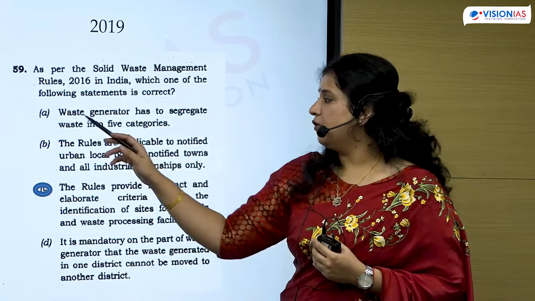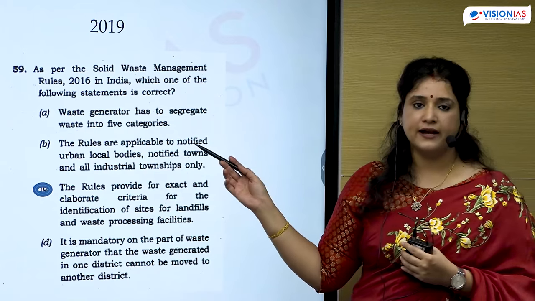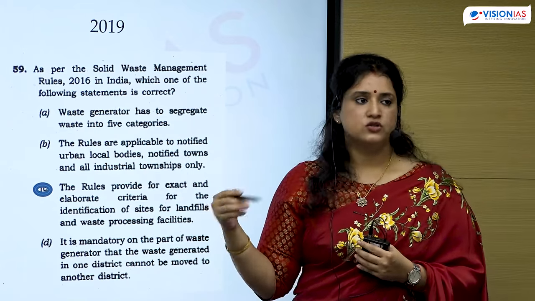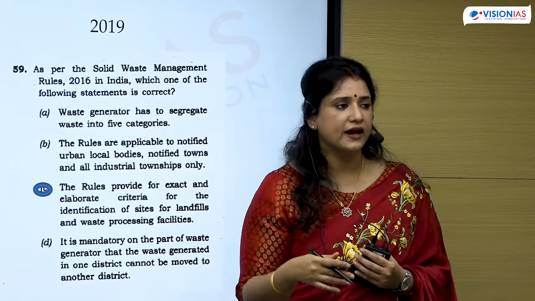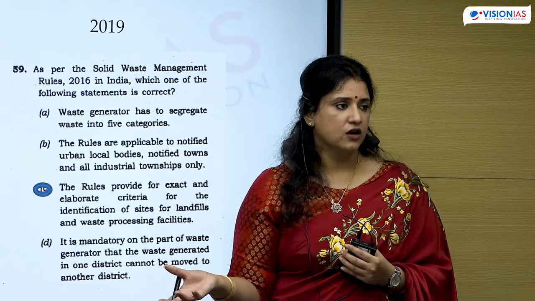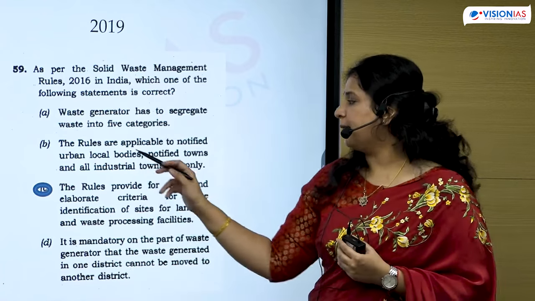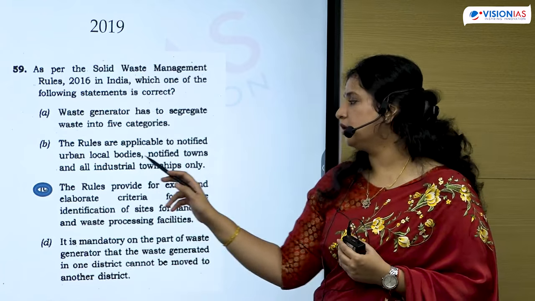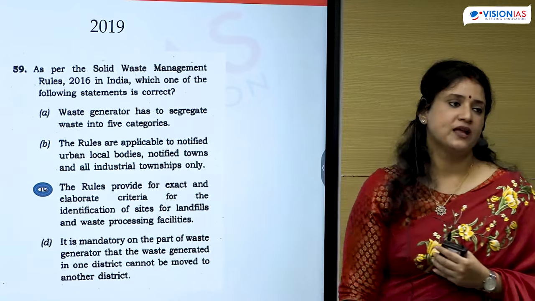Now, it says a waste generator has to segregate waste into 5 categories. Is this correct? No. So, generally waste segregators, for example, in our households, we do it into dry and wet, and there is one more category which is sanitary. Okay, so for example, diapers and all will be thrown in that. Then the rules are applicable to notified urban local bodies, notified towns and all industrial townships only.